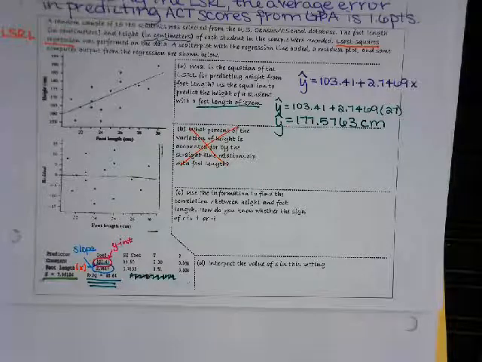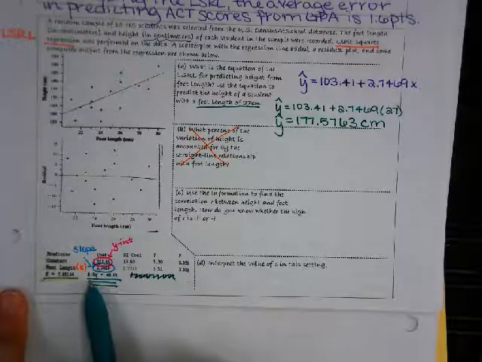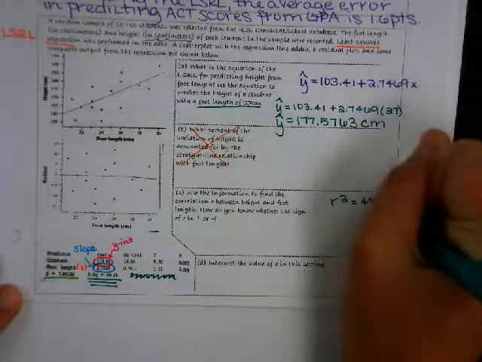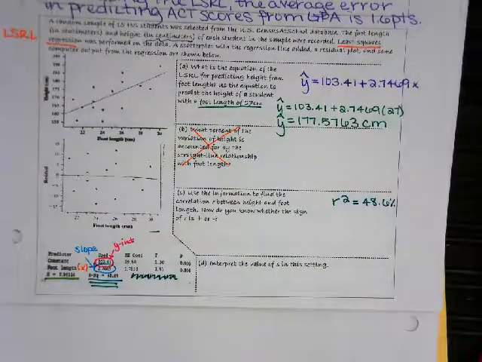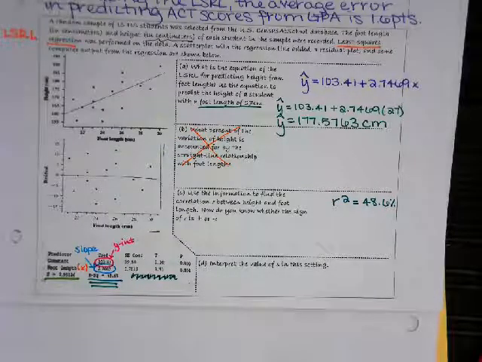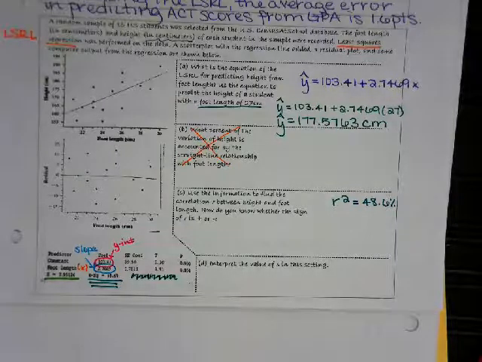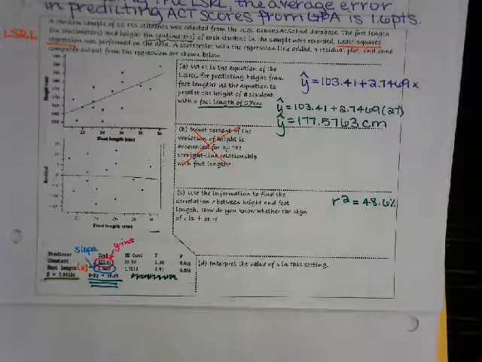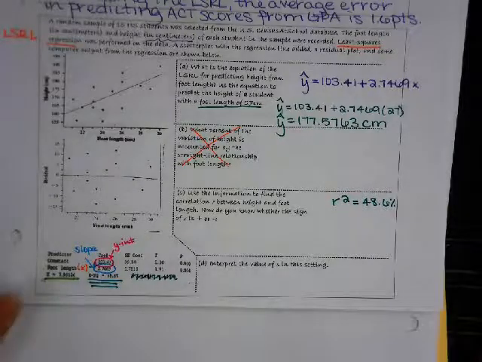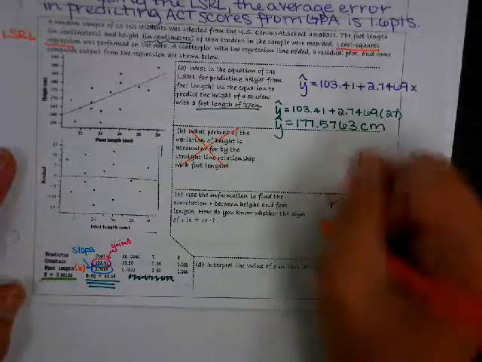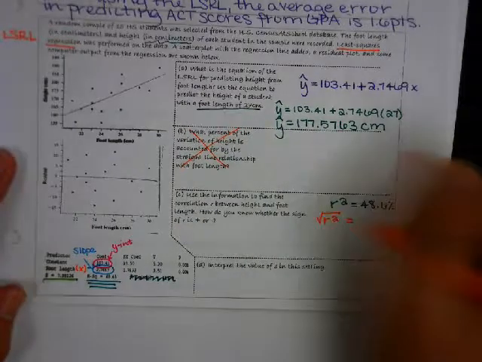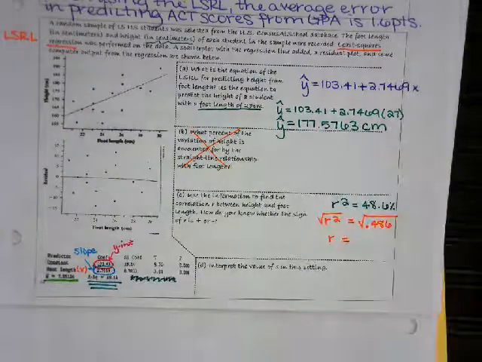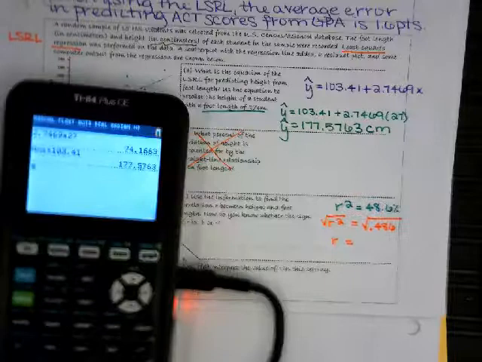So I know that R squared is equal to 48.6%. How can I use that information to find r? Can't you just square root it? I would just square root it. Now the only thing, before we square root it, we're going to make it a decimal, because r isn't a percent, it's always a decimal between negative 1 and 1. So we're going to take the square root of 0.486, and that's going to give us what r is. So we get 0.697.